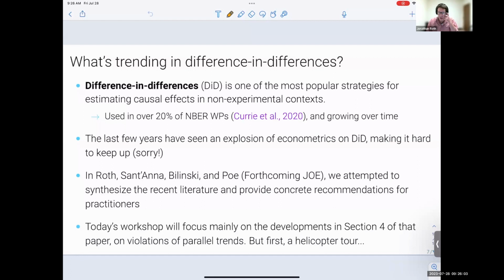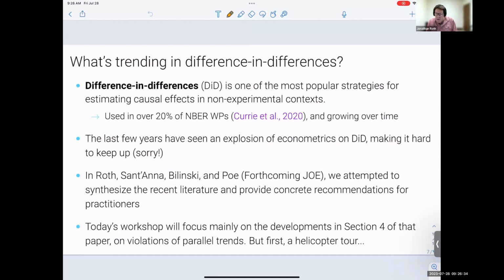But before I dive into the specifics of the types of stuff that I've worked on, what I want to do right now is give a high-level tour of the types of things that people have been working on in difference and differences, so you can get a sense of what's going on in the literature, and then we'll dive into the specific strand of papers that I'll be talking about today.